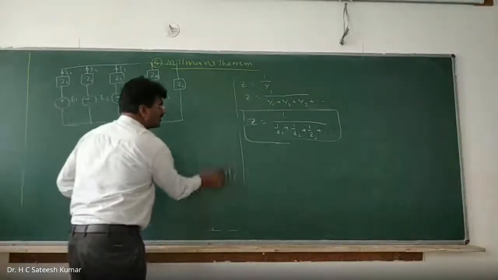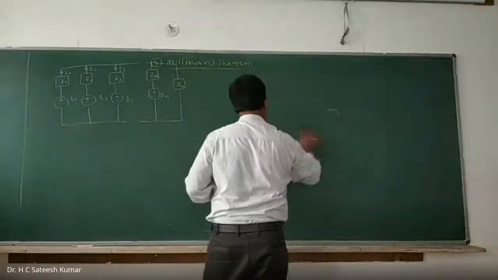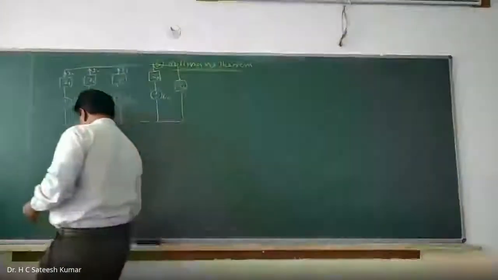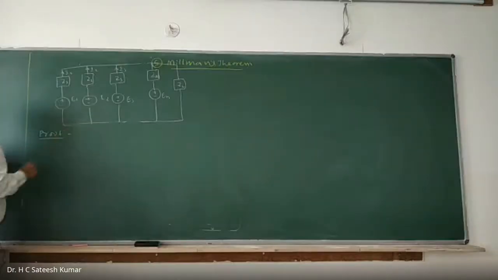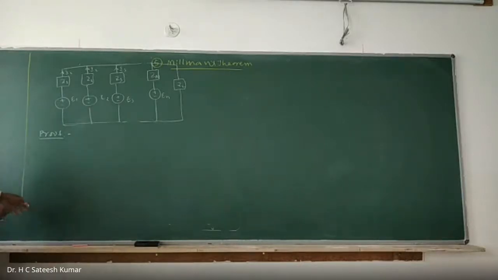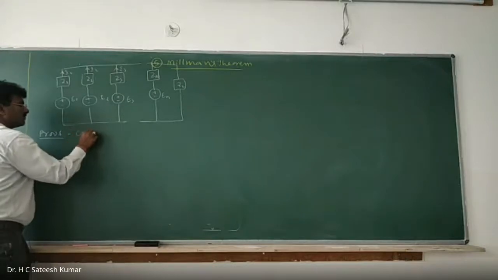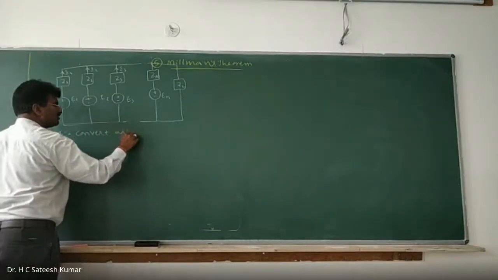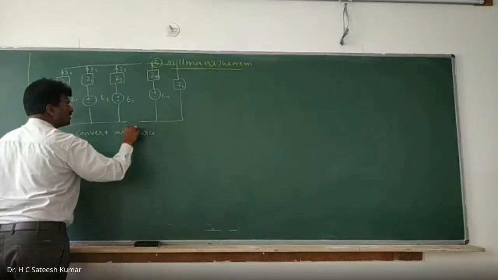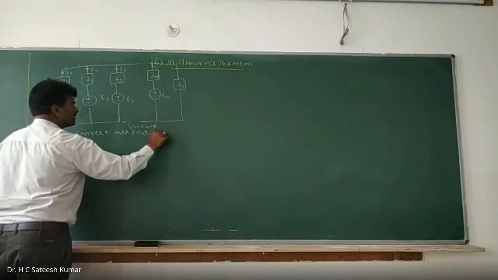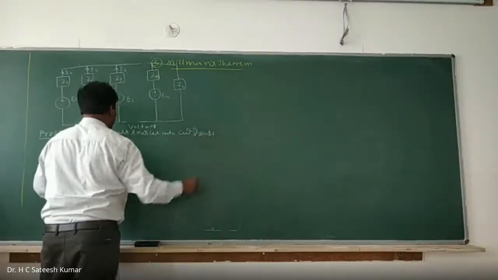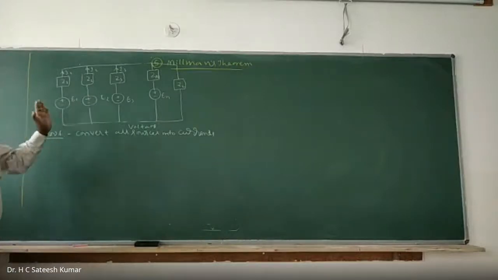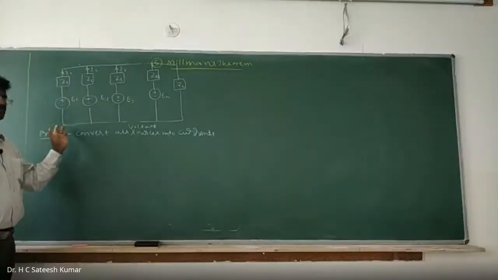So proof for this one. Let us consider the same circuit only. Convert all the voltage sources into current sources. The reason why we are converting into current sources is whenever a number of sources are connected in parallel, all of them should be converted into current sources.